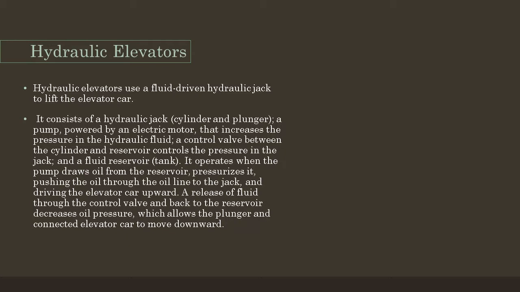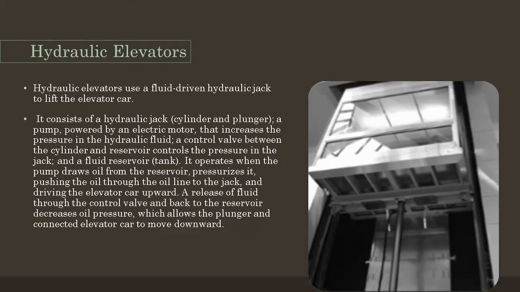A control valve between the cylinder and reservoir controls the pressure in the jack and the fluid reservoir tank. It operates when the pump draws oil from the reservoir, pressurizes it, and pushes the oil through the oil line to the jack, driving the elevator car upward. A release of fluid through the control valve and back to the reservoir decreases oil pressure, which allows the plunger and connected elevator car to move downward.